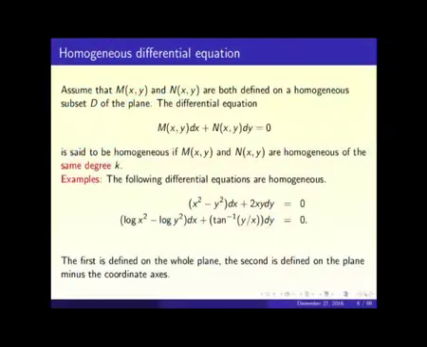So, replace x by tx and y by ty. What happens to log x squared minus log y squared? It is log of x squared by y squared, and then you got the second term tan inverse of y by x. When you replace y and x by ty and tx respectively, the t cancels out. So, both terms are homogeneous of degree 0. So, the second equation is also a homogeneous differential equation.